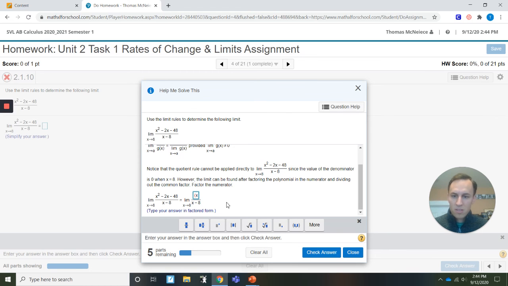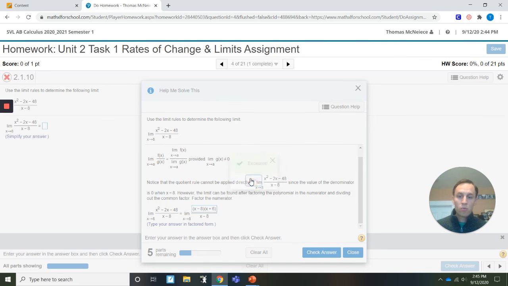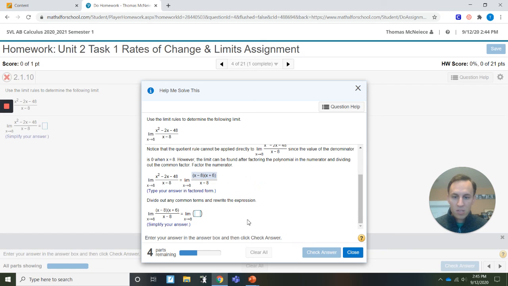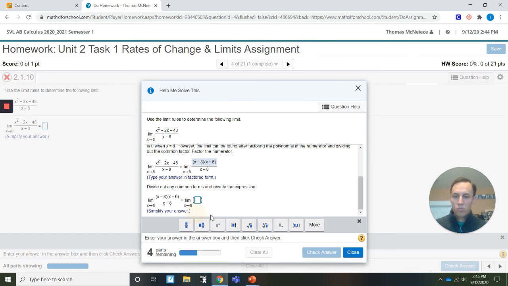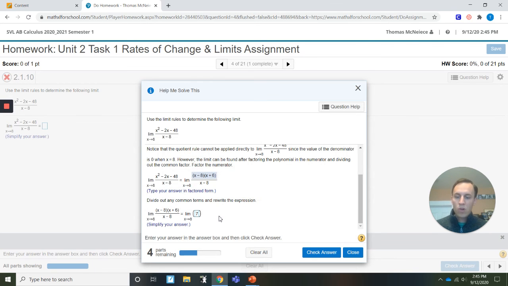Let's go x minus 8, maybe x plus 6. Let's see what happens here. Maybe that's right, maybe it's not. We can check our answer. Hey, that was right. We're good to go. And then we can go to the next part. Let's try putting in something that's wrong. 7, we'll see what happens. Check answer. No, divide out common terms. Okay, then we can try that again. And this is basically going to walk you through that example problem step by step.